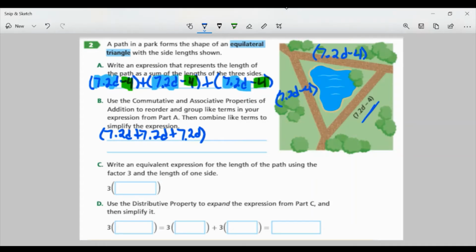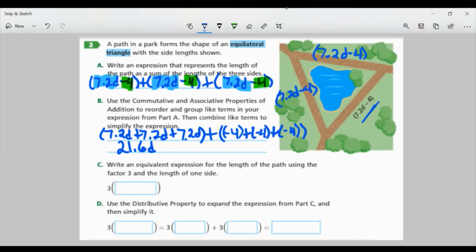So those are just my like terms with the variables. Now I also have to do my other ones, right, which was -4 plus -4 plus -4. Okay? Now, when I combine all of what's inside, 7.2 plus 7.2 would give me 14.4, plus another 7.2 would give me 21.6 times D.